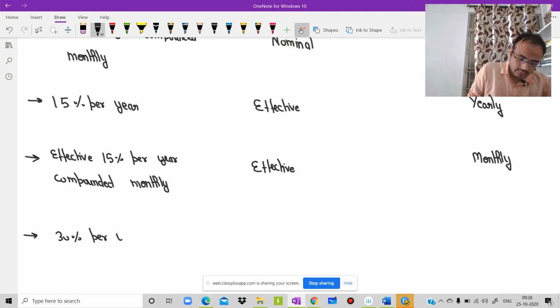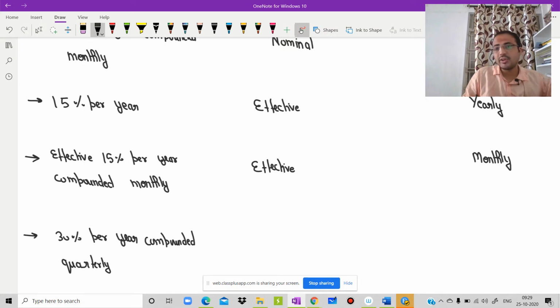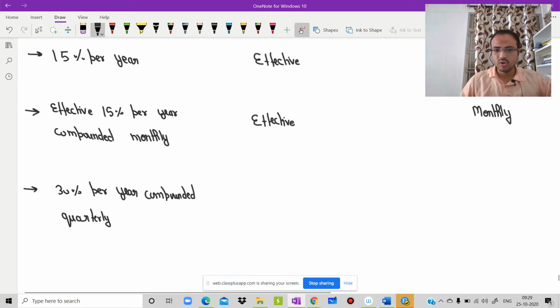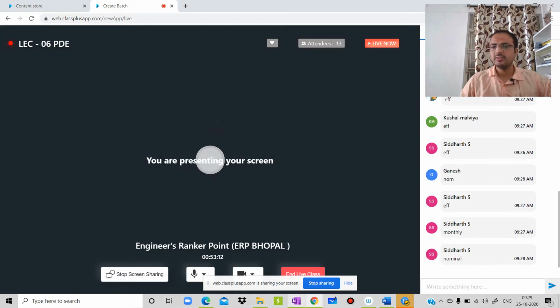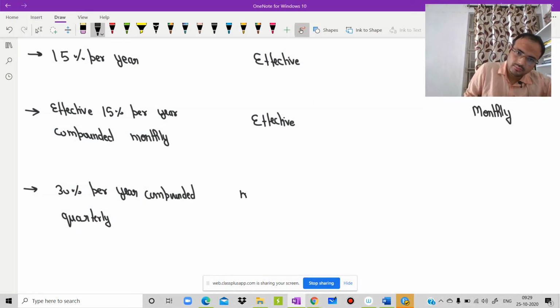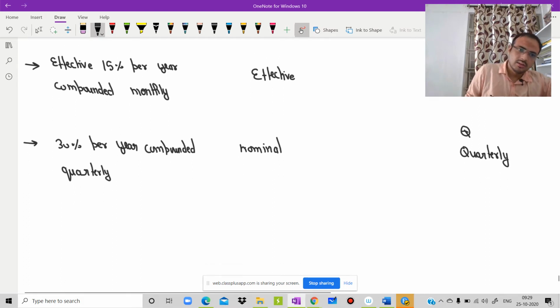30% per year, compounded quarterly. So is it nominal or effective? Very good. This is nominal. And what will be its compounding period? That is quarterly. Is it clear? Then next one more.